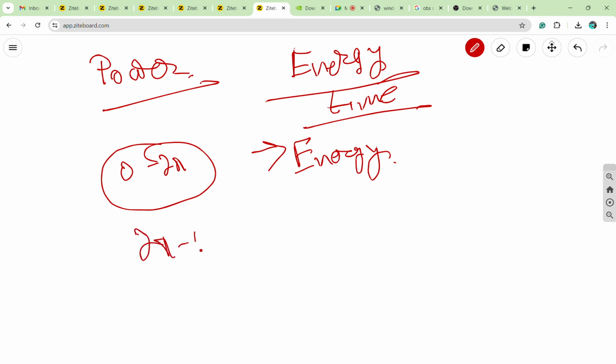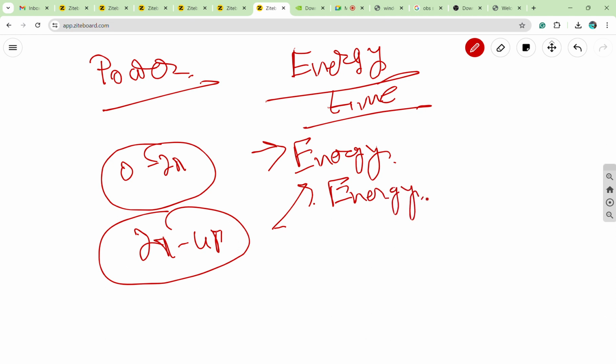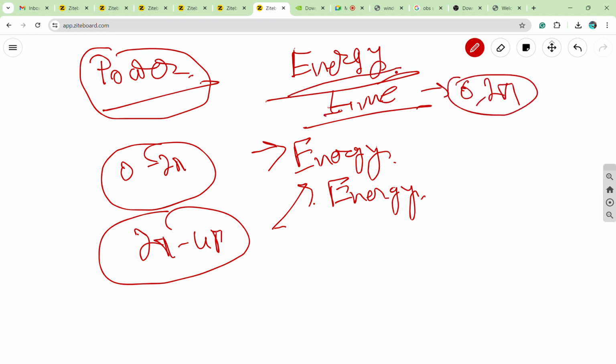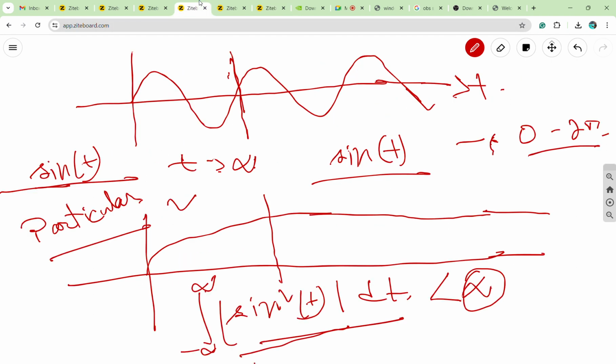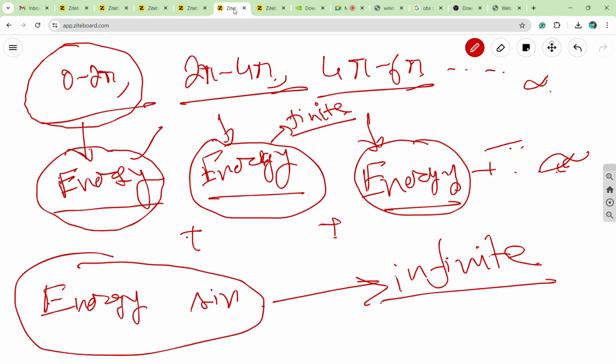That is equivalent to 2 pi to 4 pi, the same energy. So that's why it is power actually. Within a particular time interval, this is 0 to 2 pi, what is the energy? That is 2 pi to 4 pi, what is the energy? So this energy is repetitive. So why should I consider energy, where the whole energy is infinite according to this? If I take the whole thing, it is infinite. But if I take it part by part, it is finite.